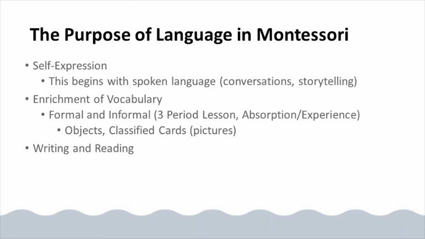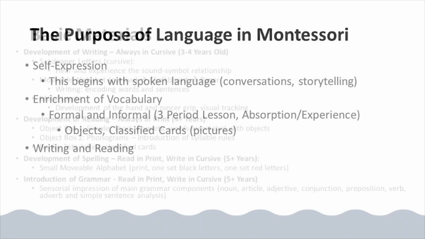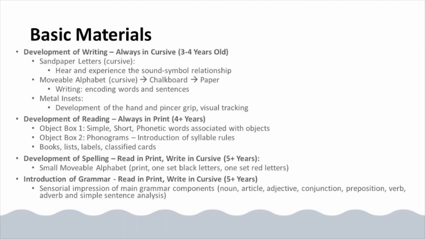And then when we have fully experienced that, we start doing that sound symbol relationship with letters, that symbolization process with letters through writing. And then once they become familiar with those letters through writing, we work on reading. So that is a little bit of the process. Now let's talk about some basic materials that we use in the Montessori environment. And when it comes to the development of writing, which remember I said, just like hearing, it comes first. And the writing is always in cursive when it comes to AMI Montessori. And we do this with even our 3 to 4-year-olds.